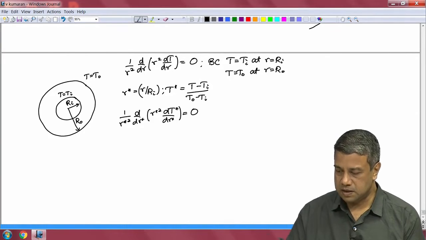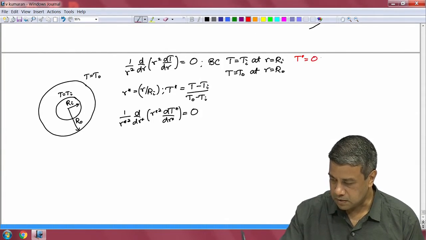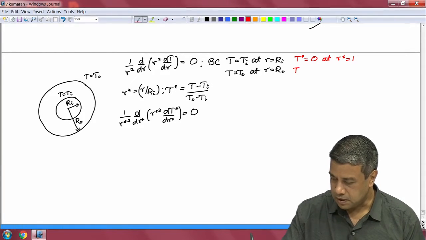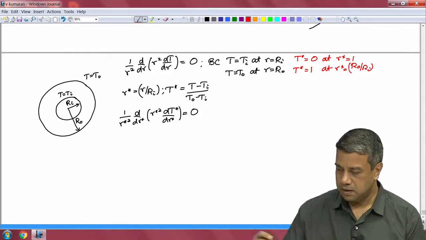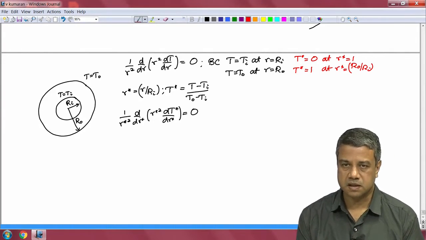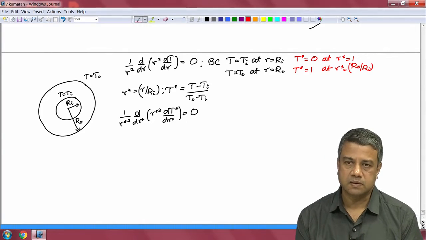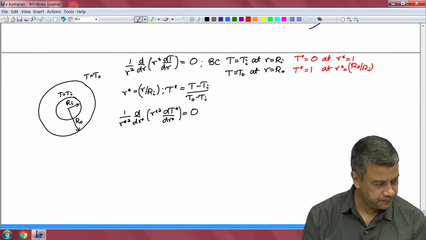And the boundary conditions are T star is equal to 0 at r star is equal to 1 and T star is equal to 1 at r star is equal to the ratio of the radii. Note that r star is equal to the radius divided by inner radius in this case. That is the convention that we have adopted here. So, therefore, T star is 0 at r star is equal to 1 and T star is 1 at r star is equal to r_o by r_i.